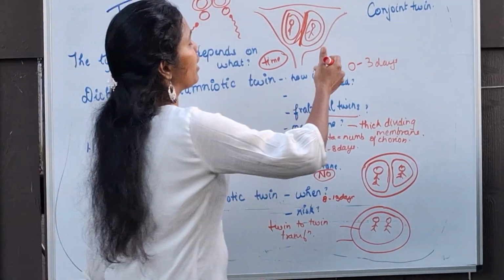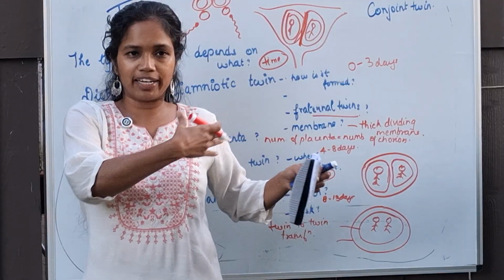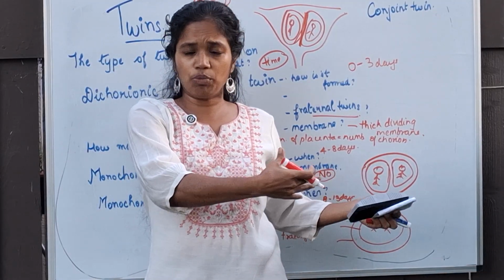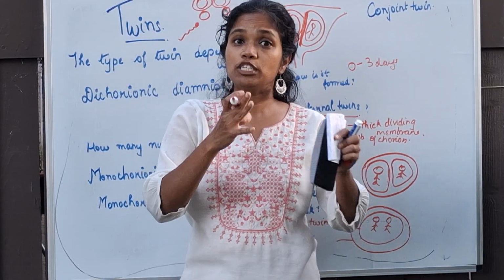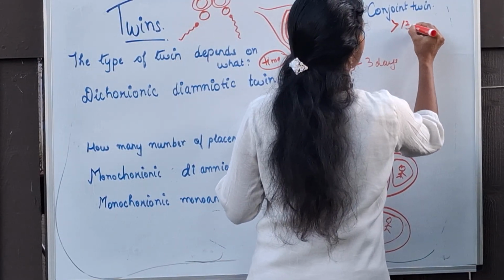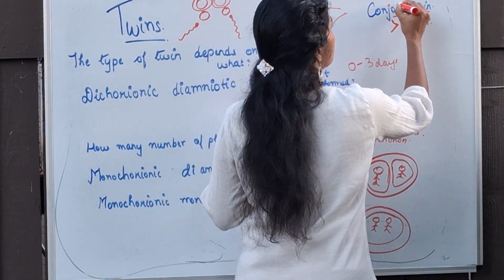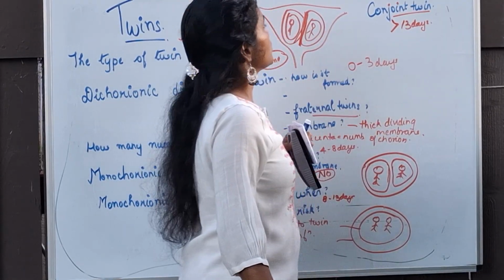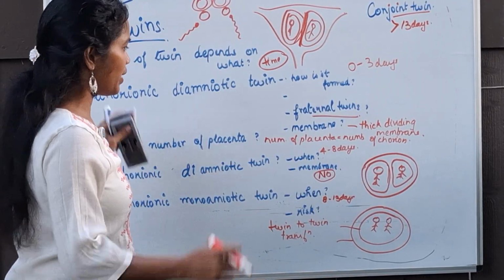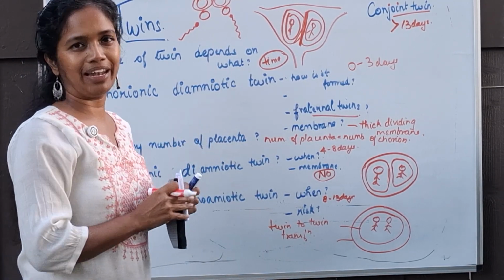Finally, we have conjoined twins. Conjoined twins are two twins who are attached to each other by their body parts. How is it formed? When the splitting of the zygote occurs much later, more than 13 days, it will result in conjoined twins. So this is in short about twins, and this is in brief what they might test you on in MLA exams.